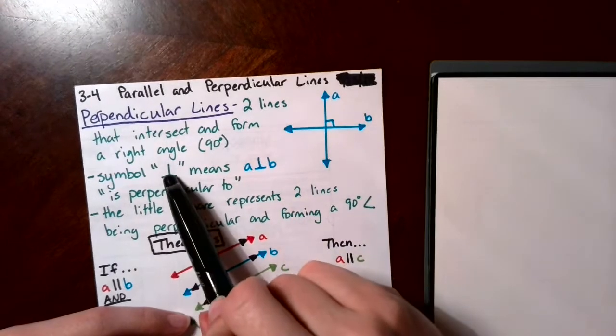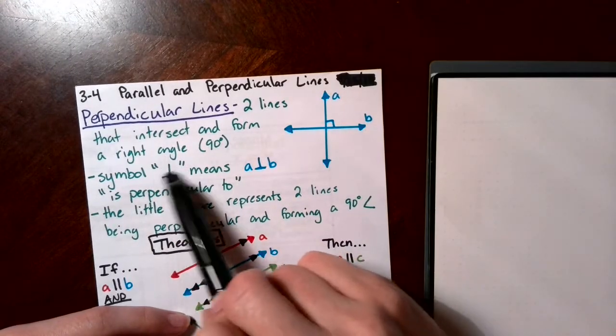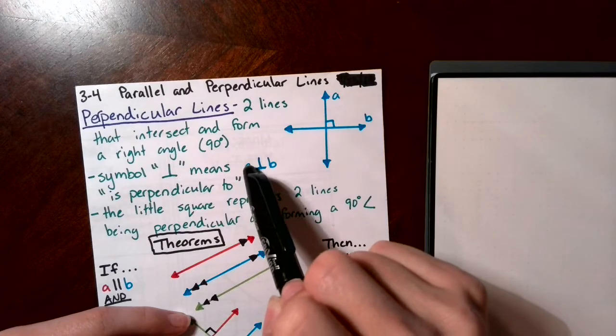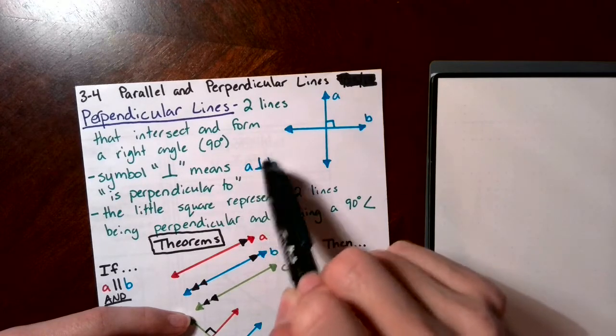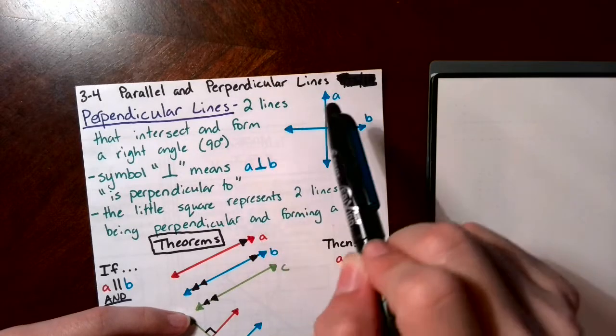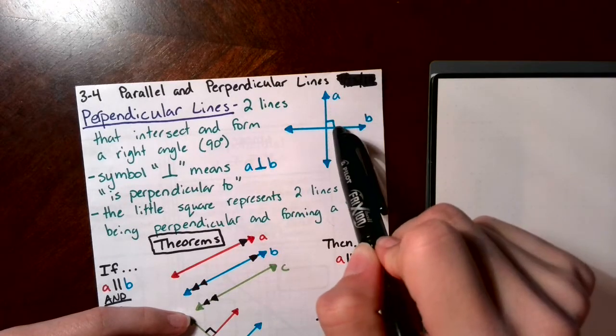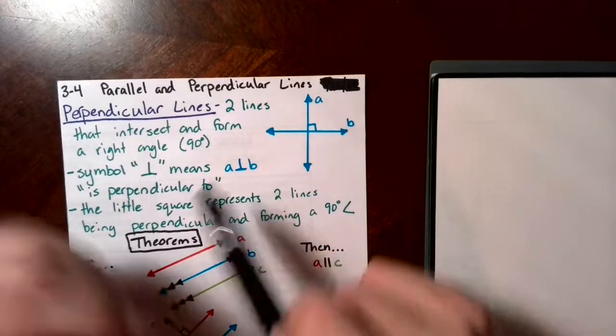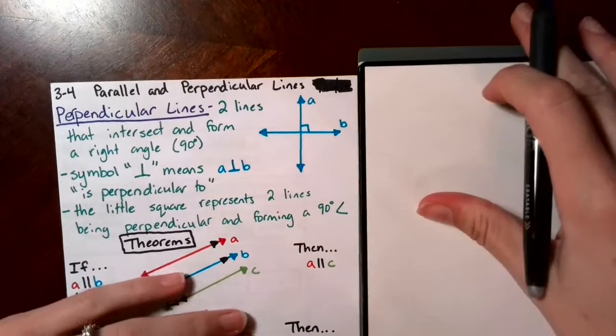The symbol for perpendicular is this upside down capital T. So we can say line A is perpendicular to line B. If those two lines are perpendicular, then there's a 90-degree angle. Every time we see the perpendicular symbol, we should think that there's a 90-degree angle.